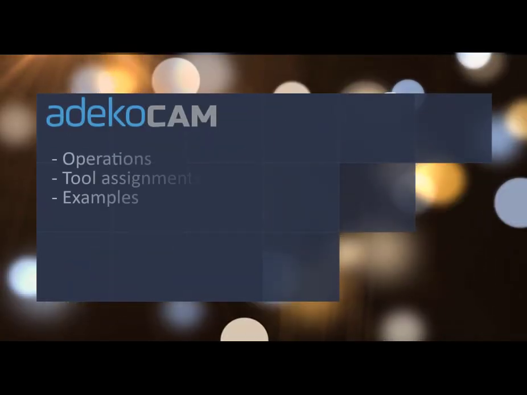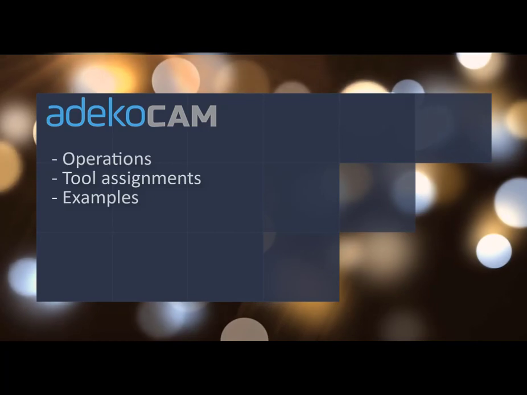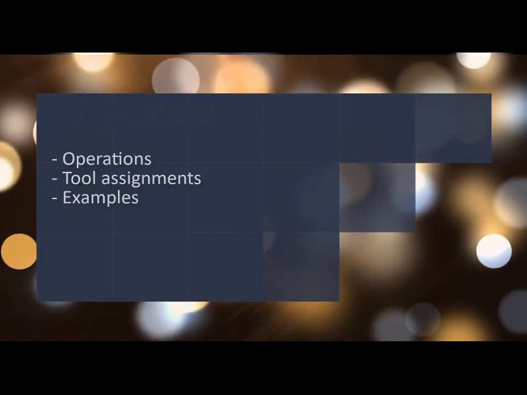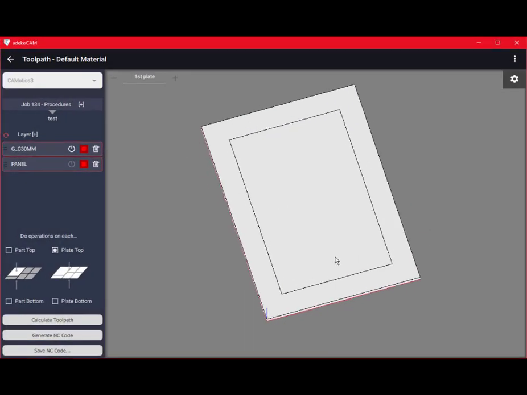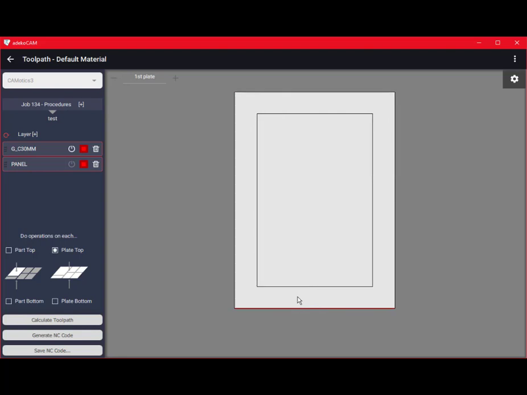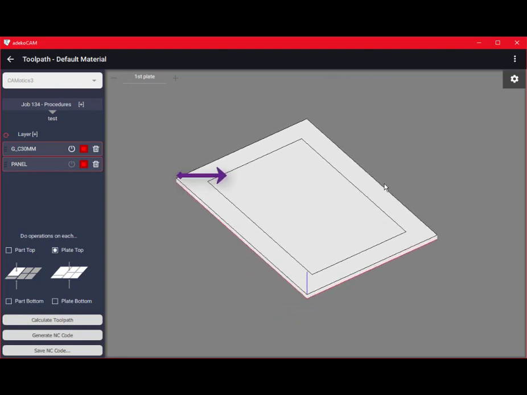Hello everyone. In this video we will visit adekoCAM operations and tool assignments. We will do this on a model which only has a single rectangle in addition to its part shape, the Antique 4 model. You see the model on the right and the layers the model has on the left.